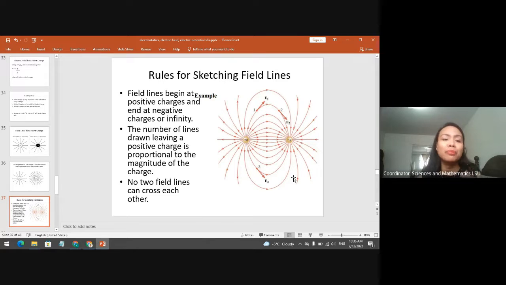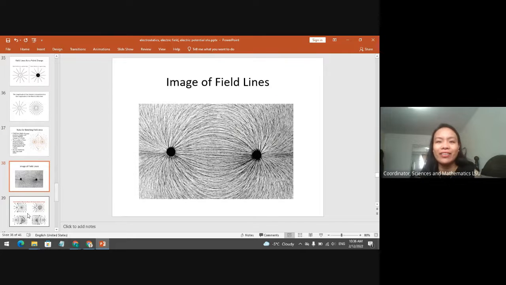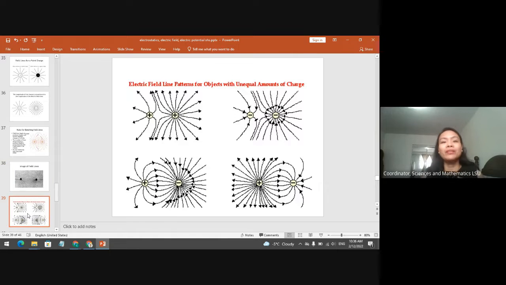There should not be overlapping of field lines. So this is an image of field lines under a microscope. Okay, so there are electric field patterns. As you can see here, these are both positively charged objects, so the field lines are going away from them. Now here, these are both negatively charged objects, so the field lines are going towards them.